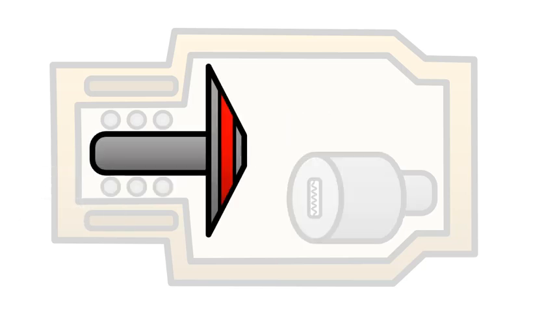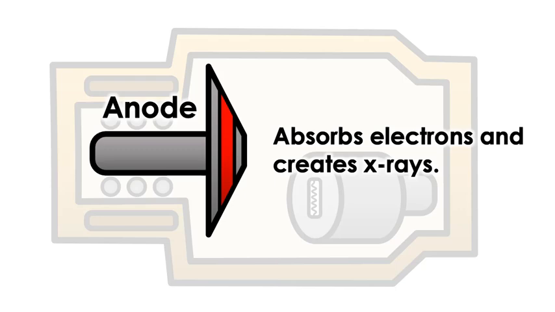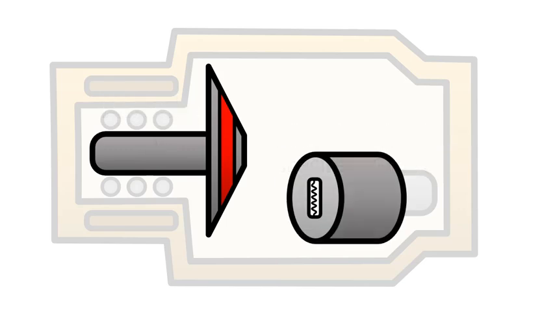The next major component of the X-ray tube is the anode. The anode absorbs electrons and creates X-rays. The anode is positively charged. This makes sense as the anode attracts the negatively charged electrons from the cathode. You can remember the charge of the anode and the cathode like this. You want an A+, not a C- in X-ray physics.